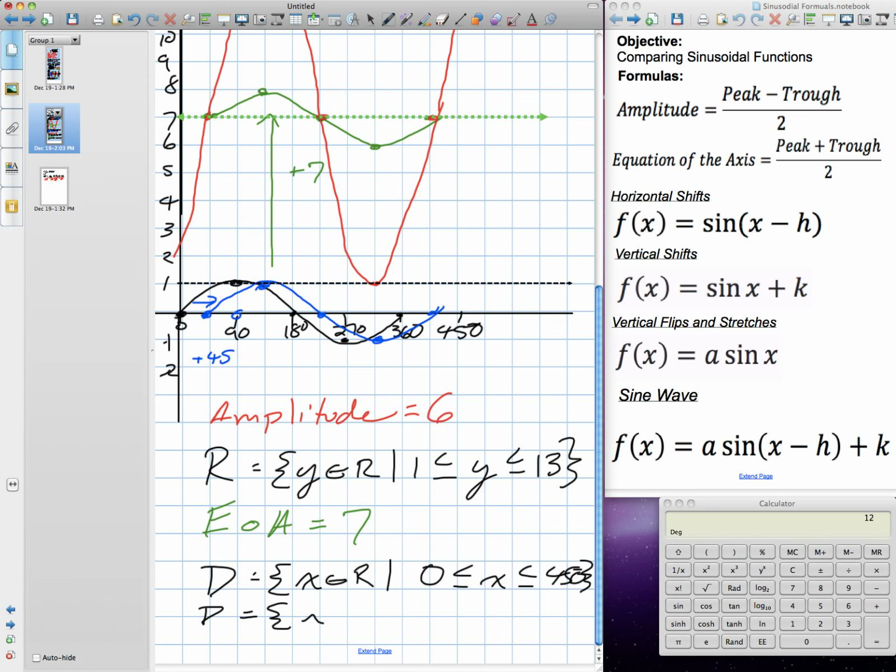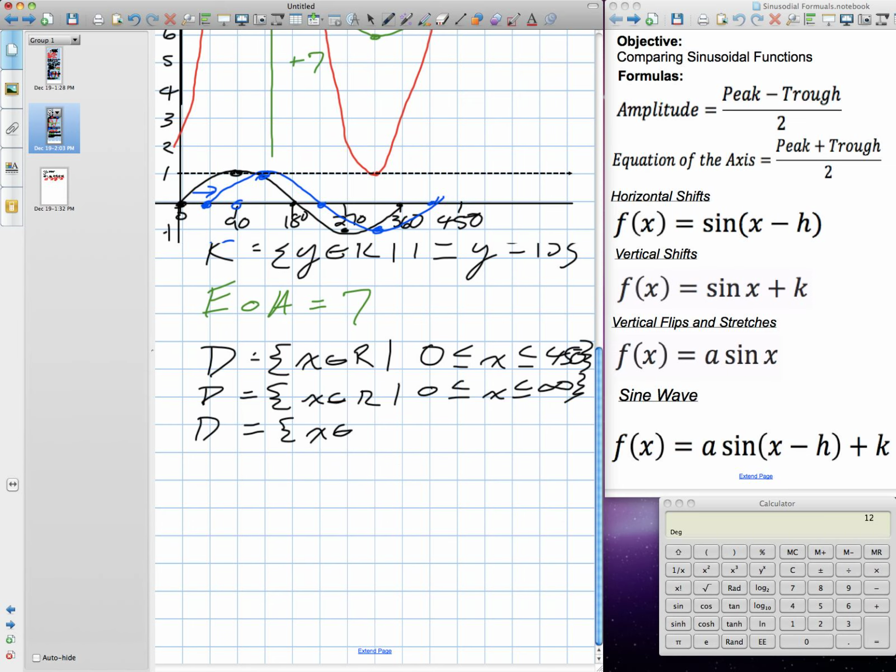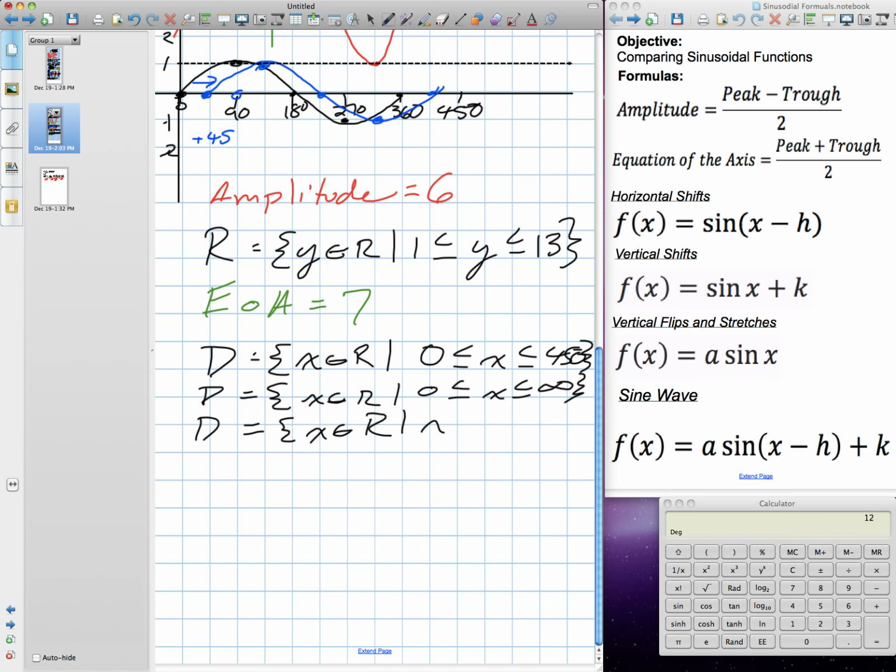So another option could have been x ∈ R. Yeah, you could put the infinity sign there, or the sideways A, like that. These are all acceptable because we technically don't know when the ride ends. You can also put x is greater than 0. That would be the easiest way to probably represent it instead of the infinity, okay?